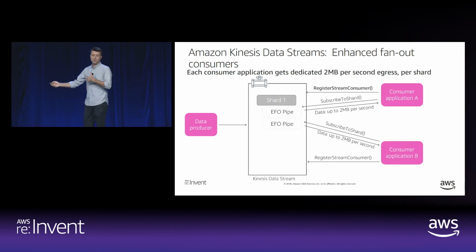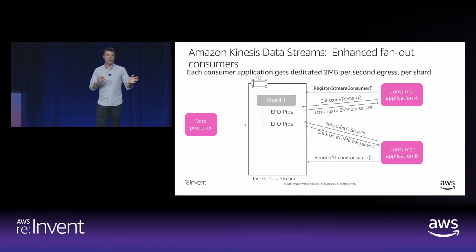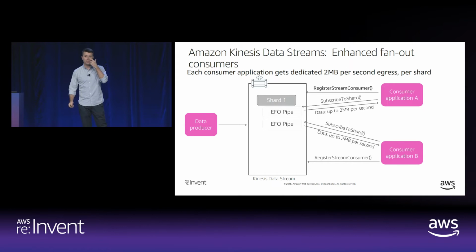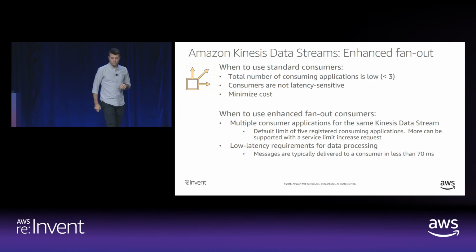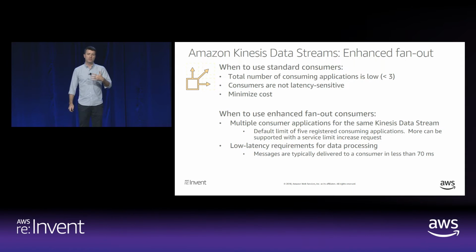The data will be pushed to the consumers, and they can get the full throughput from the stream to the consumer. So no more contention for 2 megs per second, no more contention for 5 reads per second. So it really enables you to add more and more consumers to a stream and not have to worry about contending for resources, where you did have to definitely consider that in the older model where you're doing get records.